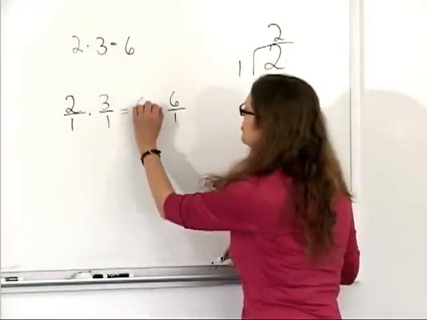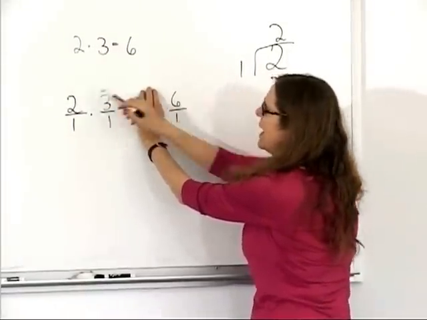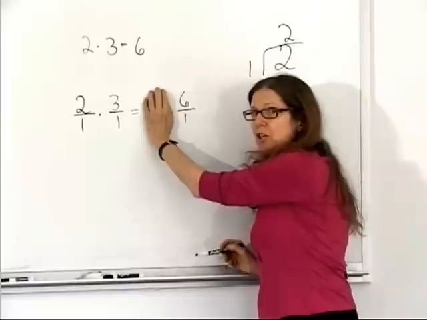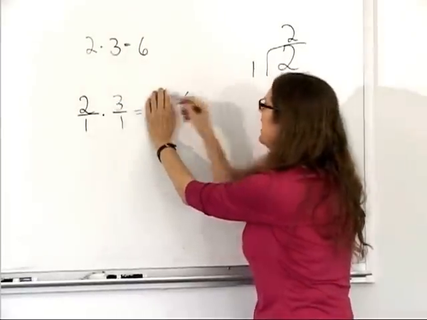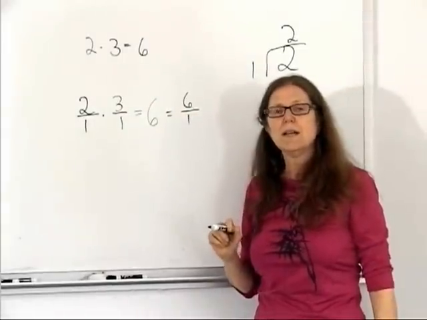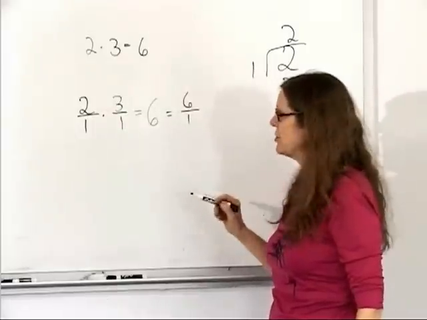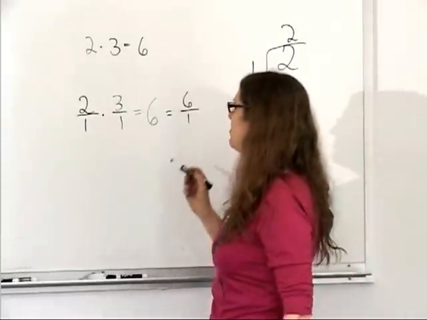Now if you just don't look at this middle piece, but you look at the problem at this side and this side, you can see that what we did was we multiplied the two numerators and we multiplied the two denominators. Let's see if that's generally the case in how we multiply fractions. Let's look at another example.